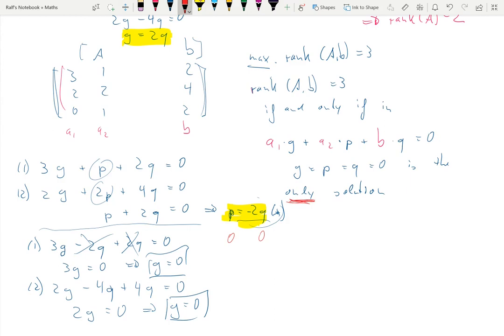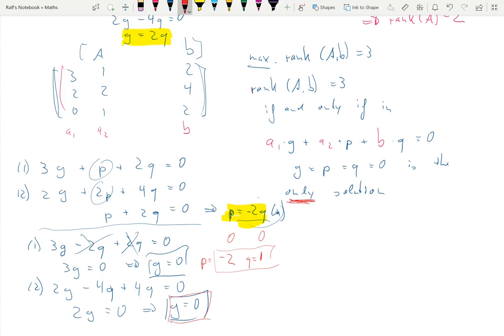Well, we know how P and Q are related. P is equal to negative 2Q. What if, say, Q is equal to 1? Well, if Q is equal to 1, then P is equal to negative 2. G is still equal to 0, right? There's no other choice for G. So G equals 0, P equals negative 2, and Q equals 1. Is that a solution? This seems to be okay for our equation.